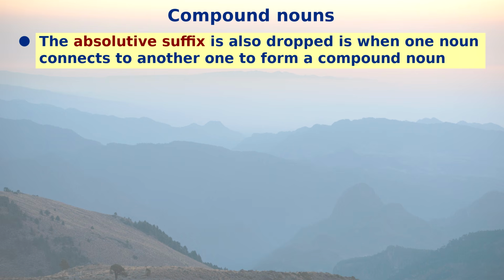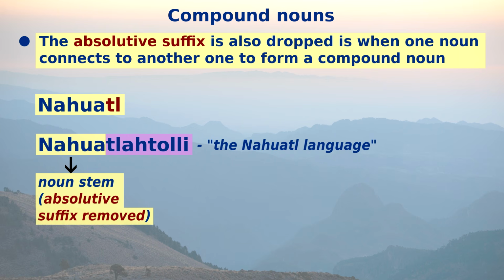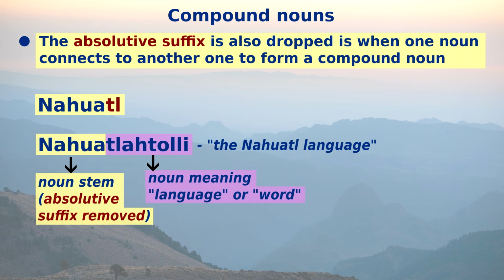Another case in which the absolutive suffix is dropped is when one noun connects to another one to form a compound noun. For example, we have the name of the language, Nahuatl. There's also this word which means the Nahuatl language, Nahuatlahtolli. It consists of the noun stem, Nahua, with the absolutive suffix removed, plus the word, Tlahtolli, which means language or word. The li at the end of the word is an absolutive suffix.